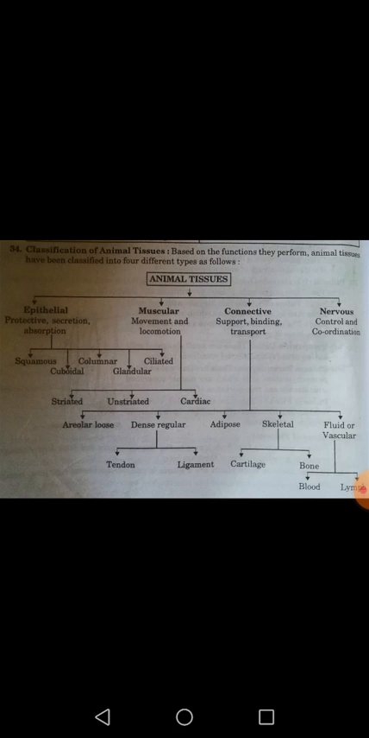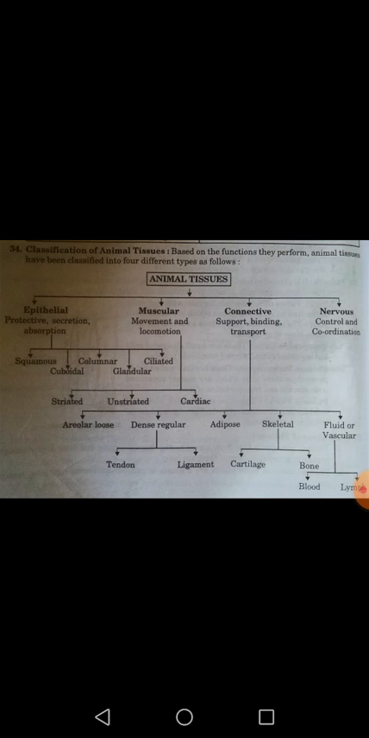Similarly, the connective tissue is also further divided into five different types. Areolar connective tissue, and dense regular. Dense regular is once again divided into two types, tendons and ligaments. The third one is adipose connective tissue. The fourth one is skeletal tissue. Skeletal tissue is of two different types, bones and cartilage. Similarly, the last one is fluid connective tissue, which is of two types, blood as well as lymph.